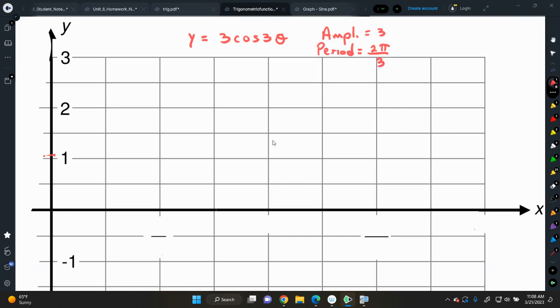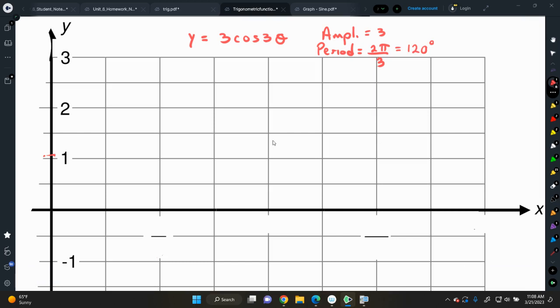Ew, right? But we're graphing this in degrees. So what is 2 pi over 3 degrees? 60 degrees? That's pi over 3. 120. 120 degrees, okay? So it's 120 degrees.